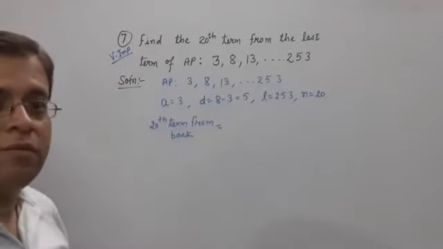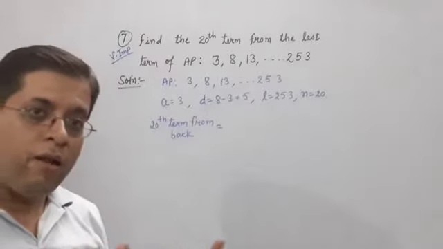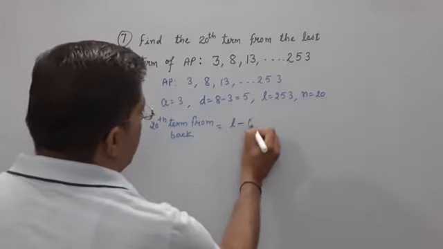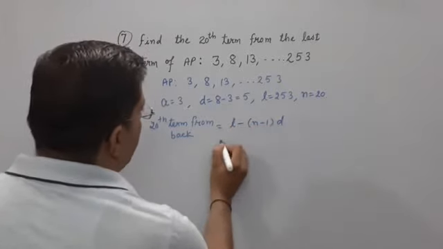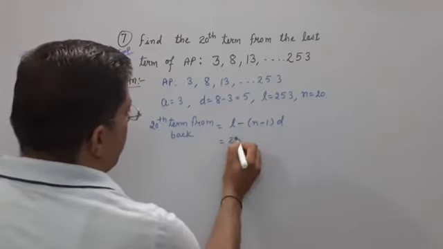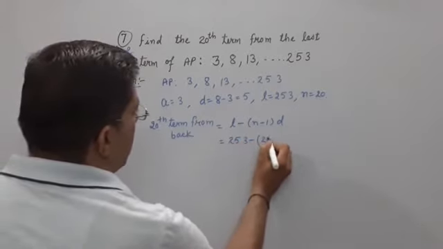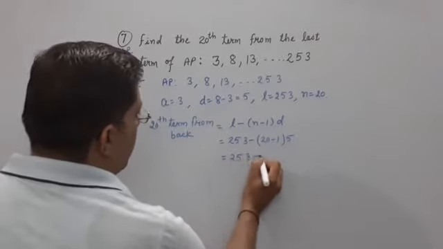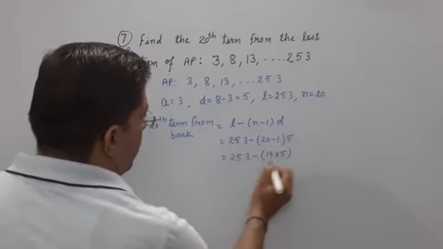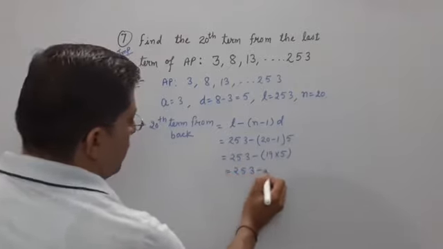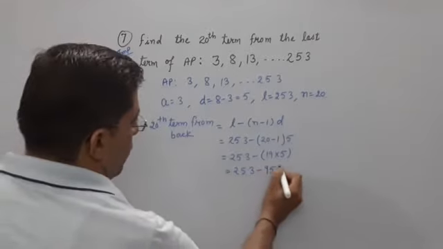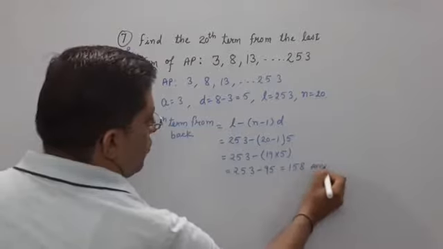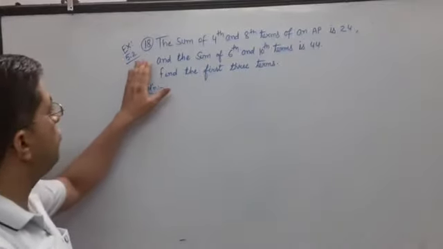Okay, then what will be the formula? L minus N minus 1 D. What is L? 253. N is 20, minus 1, D is 5. That is 253 minus 19 into 5. 19 times 5 is 95. If you subtract it, you will get 158. This is your answer.